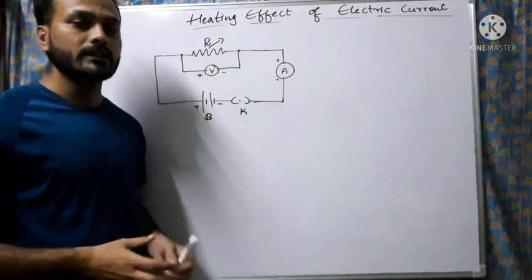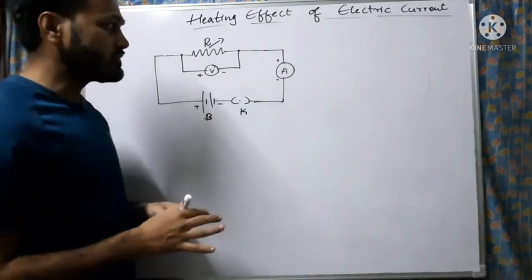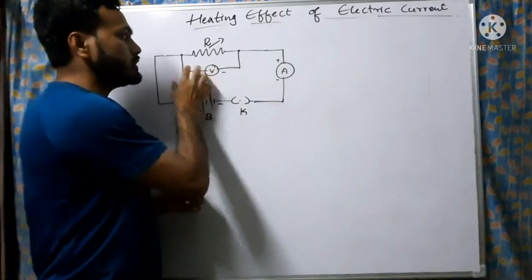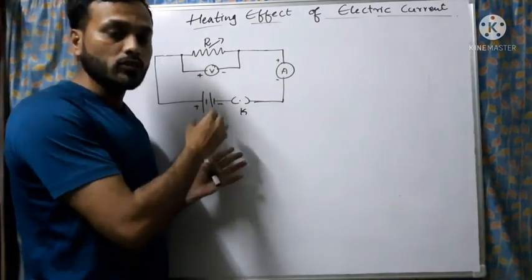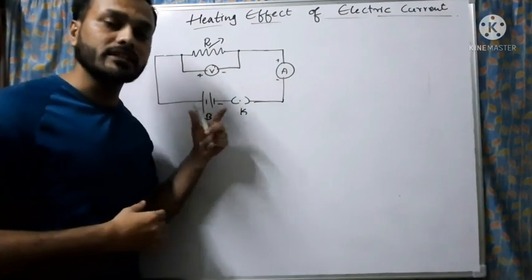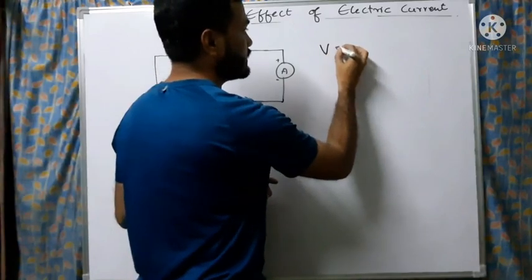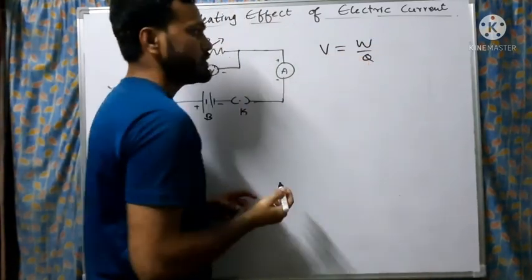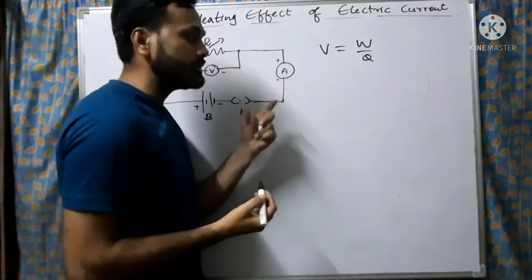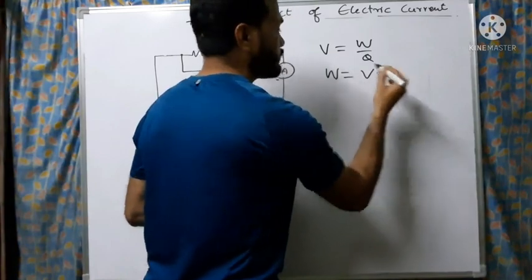Now mathematically we are going to arrive at Joule's law of heating. See, what did I say? The work done on the charges to overcome the resistance gets converted to energy. For that work done, I have a formula, that is V is equal to W by Q. Now I will rearrange it and solve it for the work done, that is W is equal to V into Q.